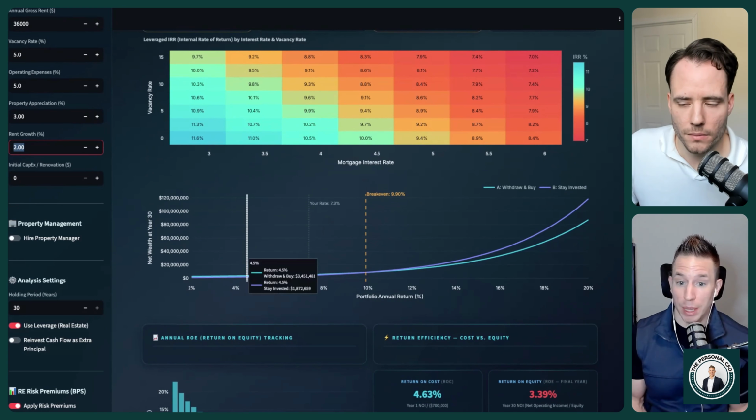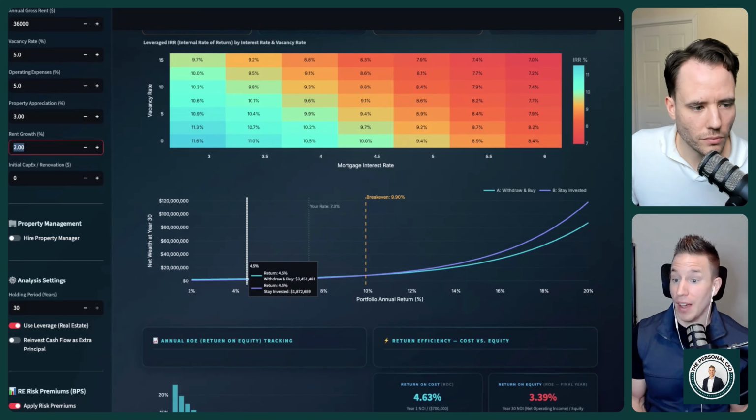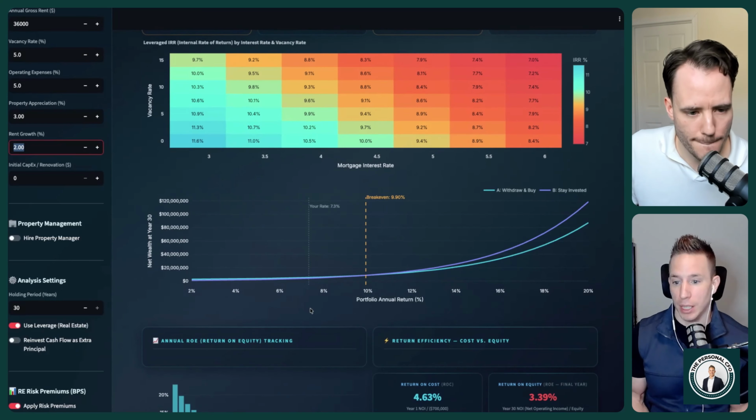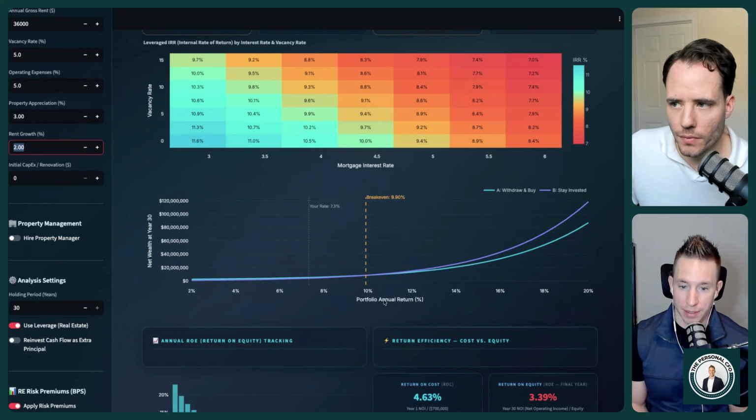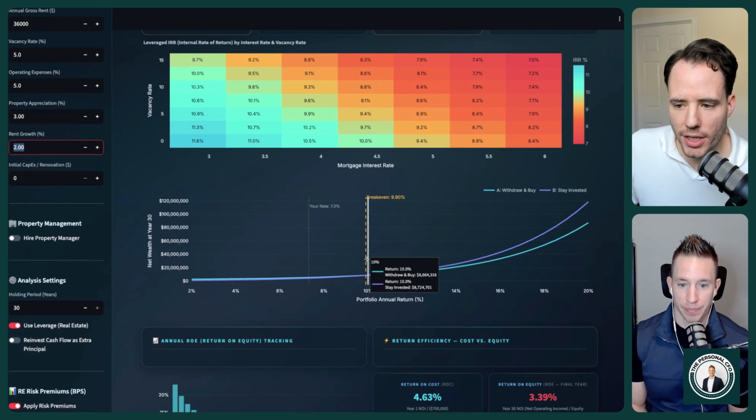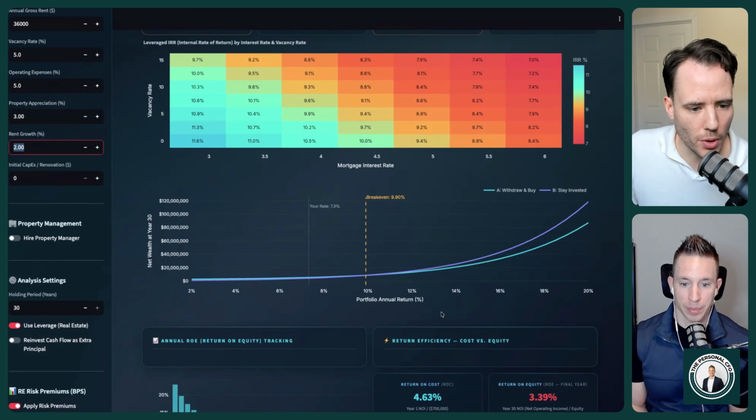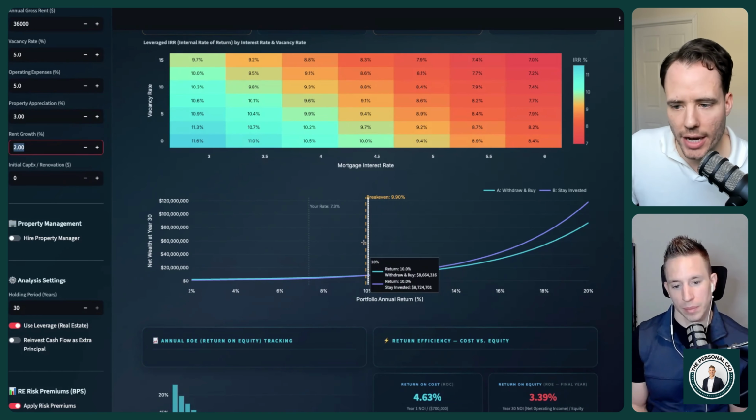And if you happen to be in a market that was massively undervalued, and you're seeing huge price growth, maybe closer to 5, 6 or 7%, then that spread is even more enhanced. That makes sense. And then if we look at the break even point where your portfolio would equal the same amount of net wealth at the end, you're looking at your portfolio needing to earn 9.9%.